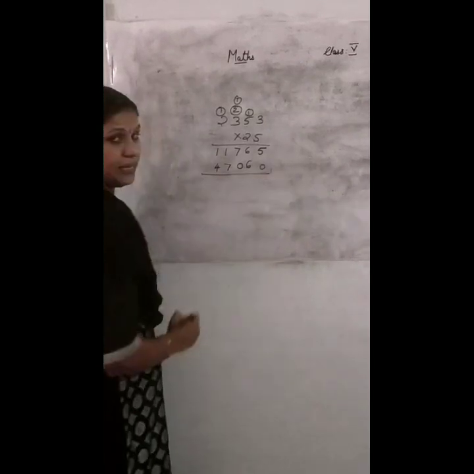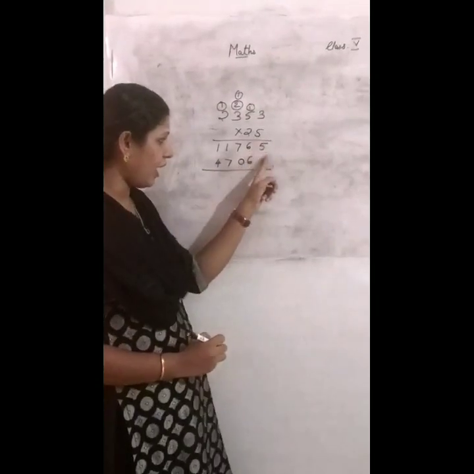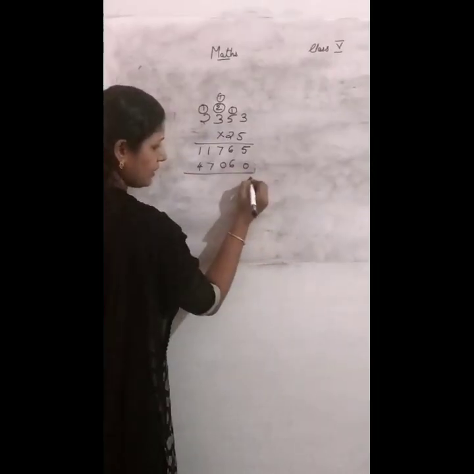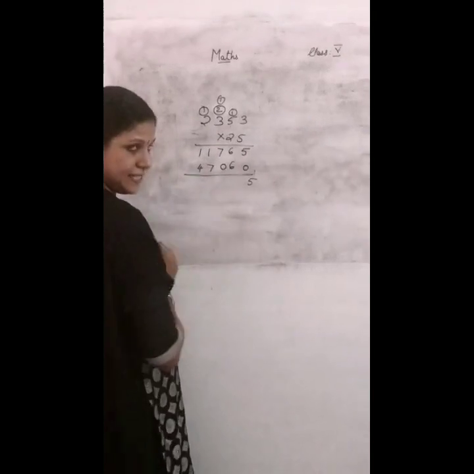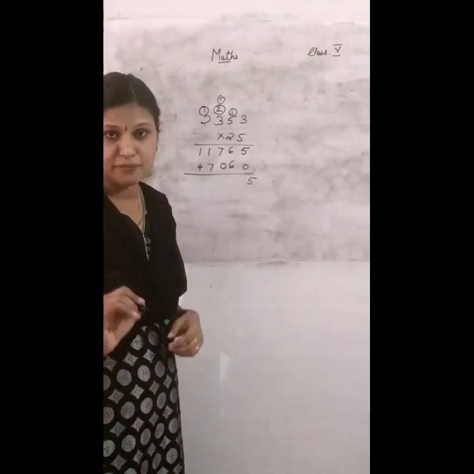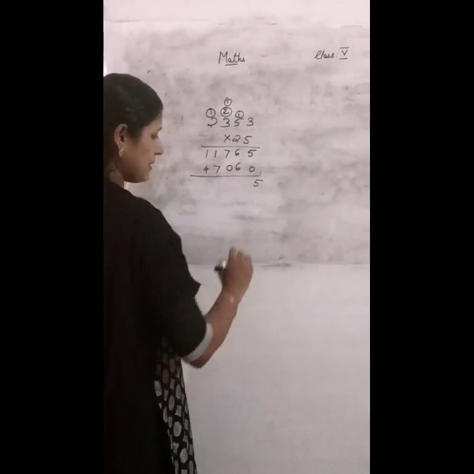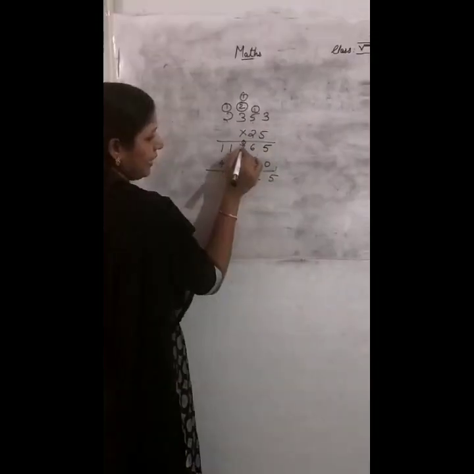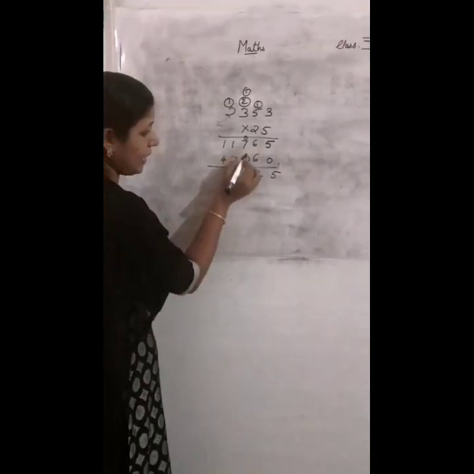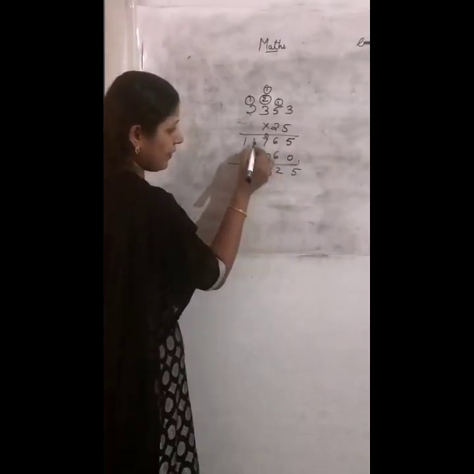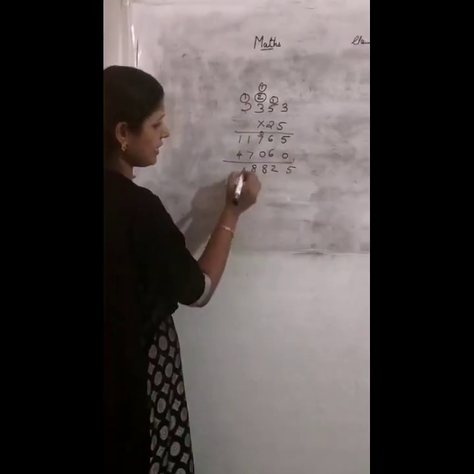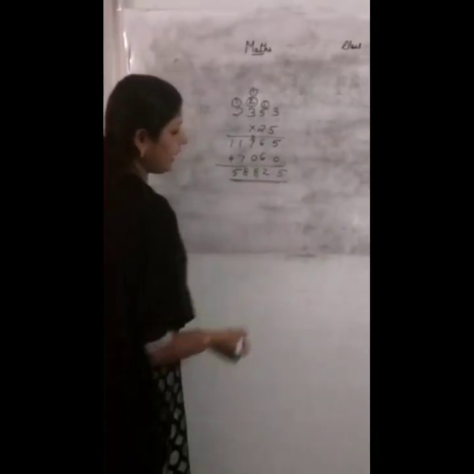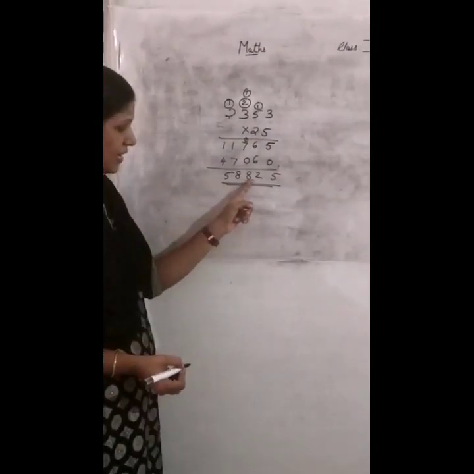The next step is addition. We add these two numbers. So we get 5 plus 0 is 5 and 6 plus 6 is 12. 2, carry over 1 we write here. Then 1 plus 7 is 8. 8 plus 0 is 8. Then 1 plus 7 is again 8. Then 1 plus 4 is 5. So we get the number 58825.